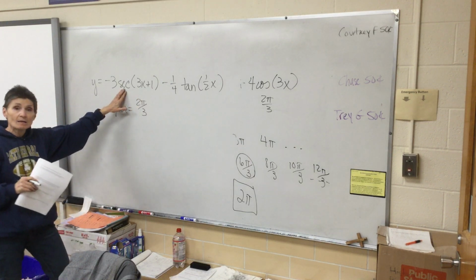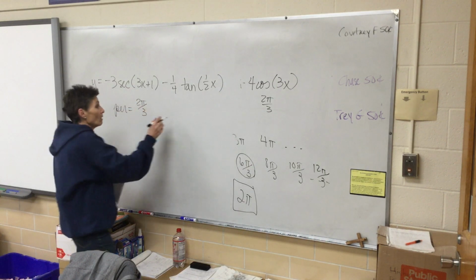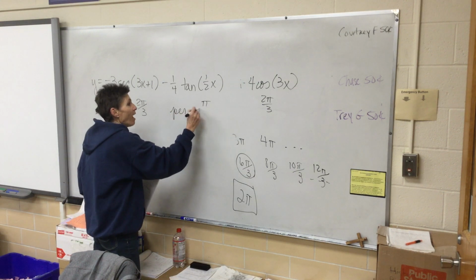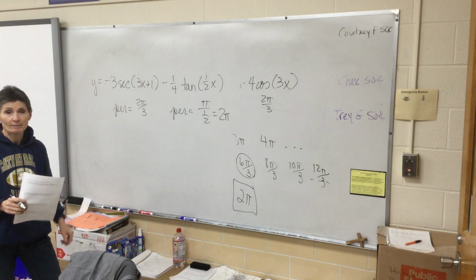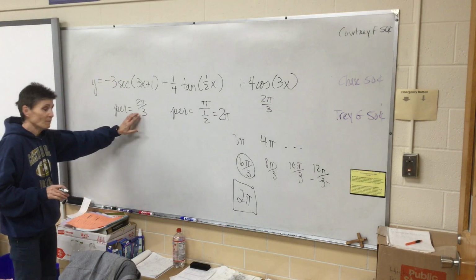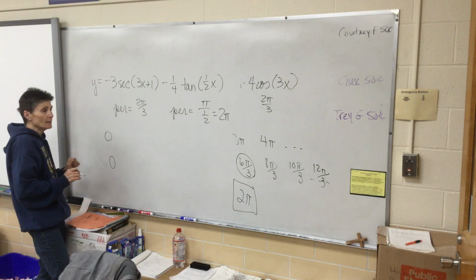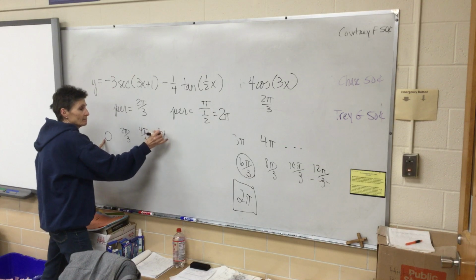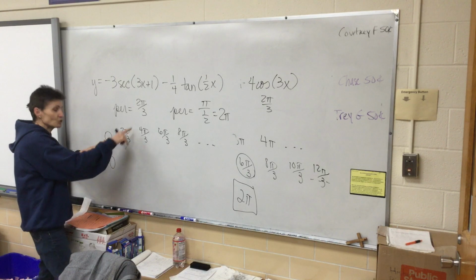This is a secant. The normal period is 2 pi divided by 3. Now, this is a tangent. So its normal period is pi divided by a half. So its period is 2 pi. All right? Now, again, what this means is every 2 pi over 3, this one repeats. This is where it starts over again.